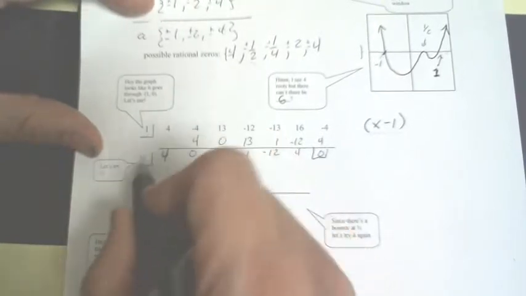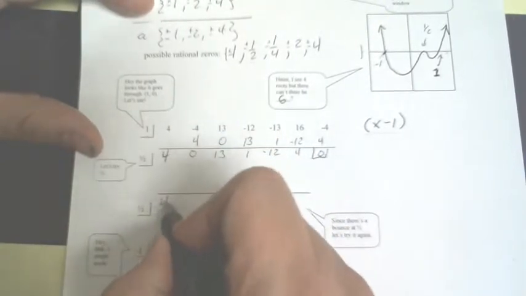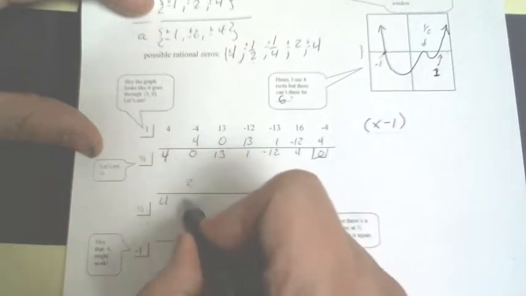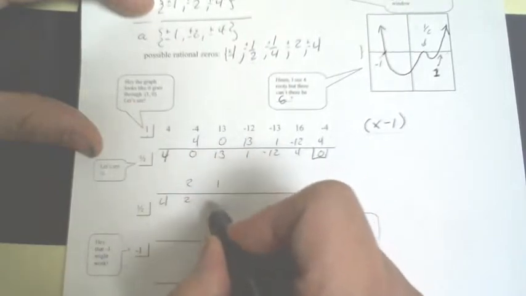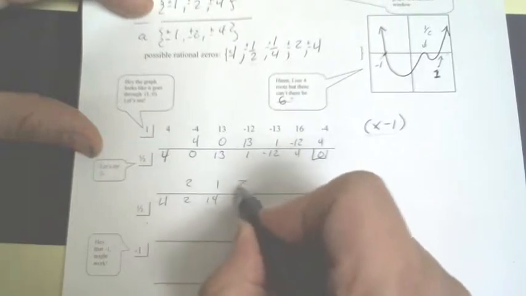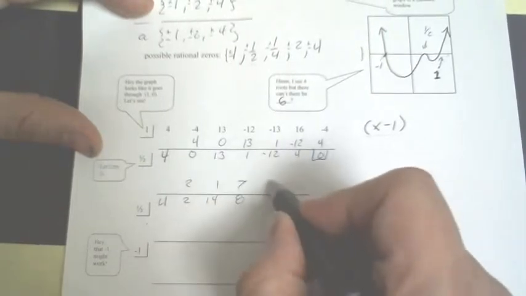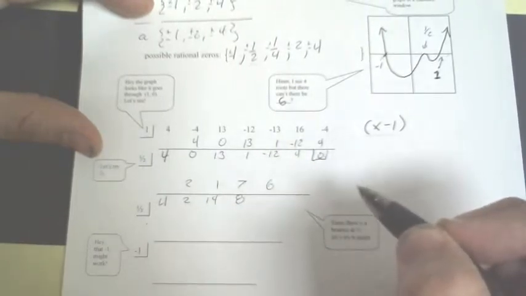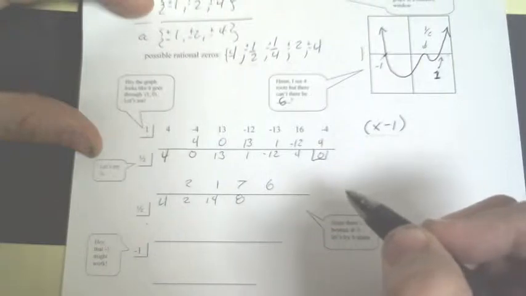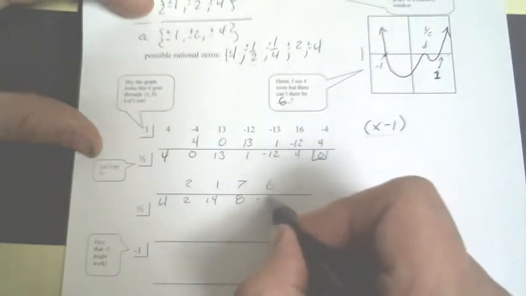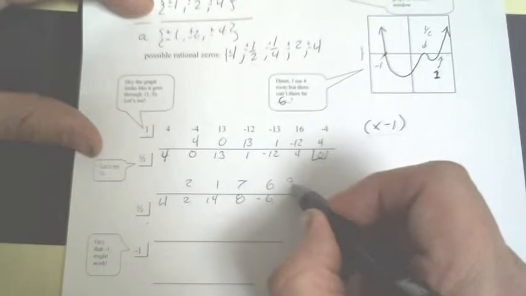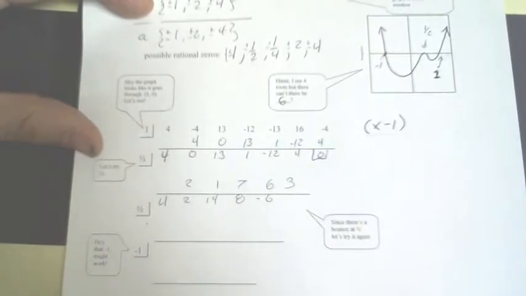Okay, so again, let's just do the synthetic division real quick. I'm going to bring down the 4. Half of 4 is 2. 2, half of 2 is 1. 14, half of 14 is 7. So 8, half of 8 is 6. So, did I do that right? So negative 6, half of negative 6 is 3. That didn't work.